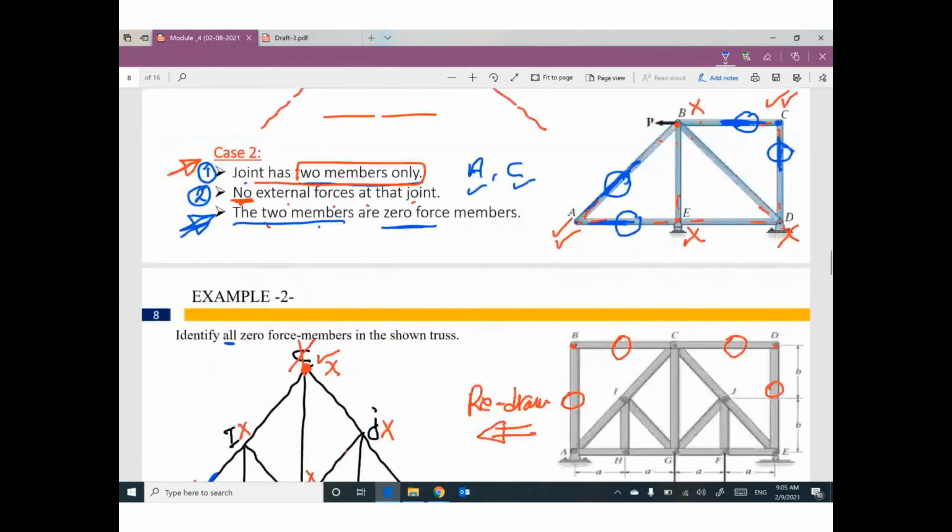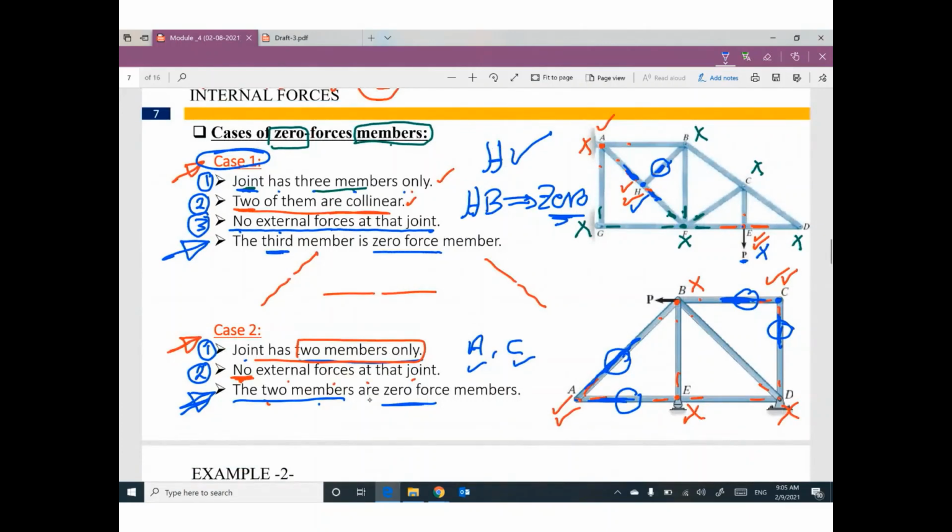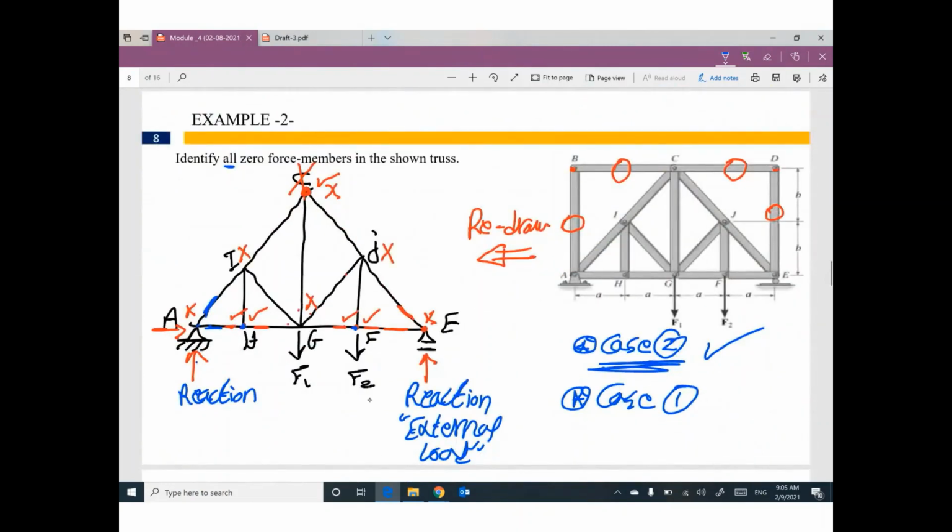Let's see. What is the third condition? No external forces at that joint. Do you think joint H has external load? No. The third member will be 0. So this member will be 0. This member can be deleted. Please go ahead and check the other joint. Do you think joint F has external load? Yes, I think we have external load F2. So please forget joint F.